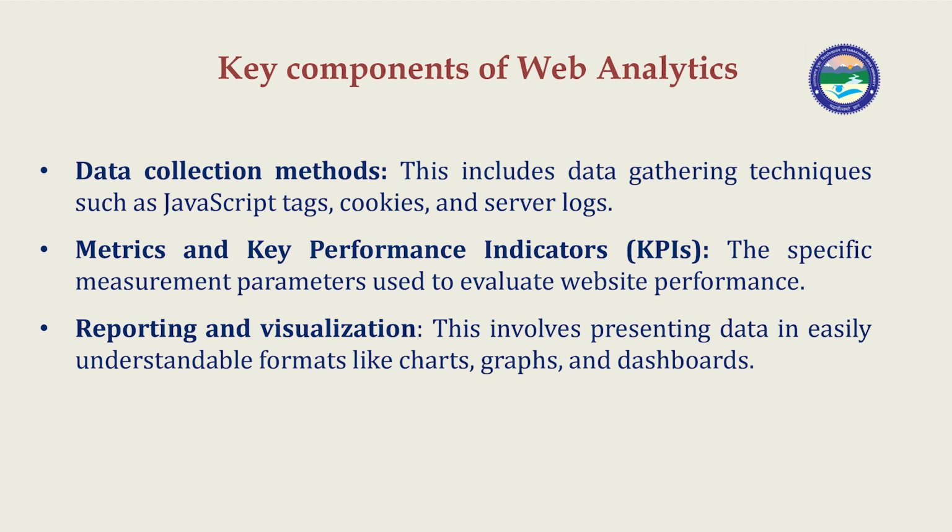The next is metrics and KPIs. The specific measurement parameters used to evaluate website performance. Examples include bounce rate, conversion rate, and average session duration. The next is reporting and visualization. It involves presenting data in easily understandable formats like charts, graphs, and dashboards. Clear visualizations help in quick comprehension and communication of insights.